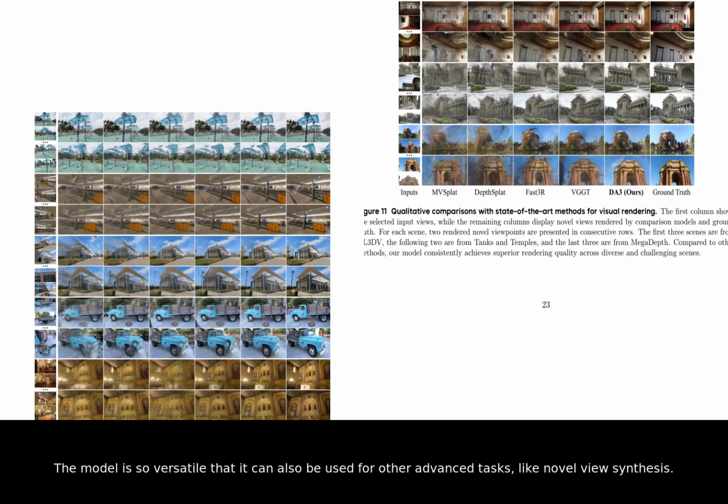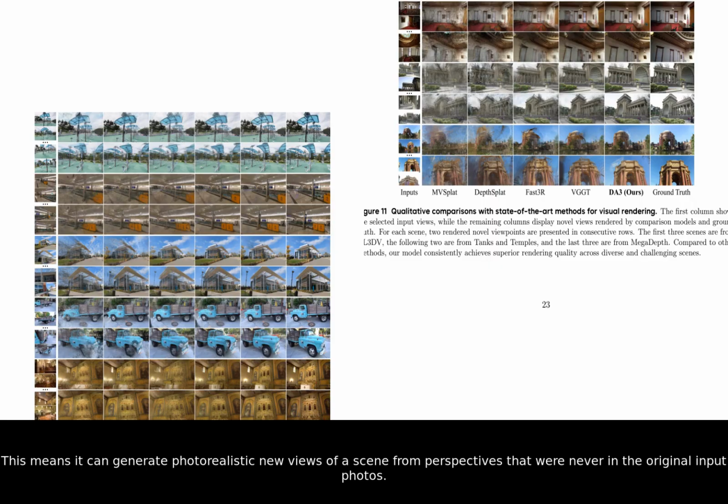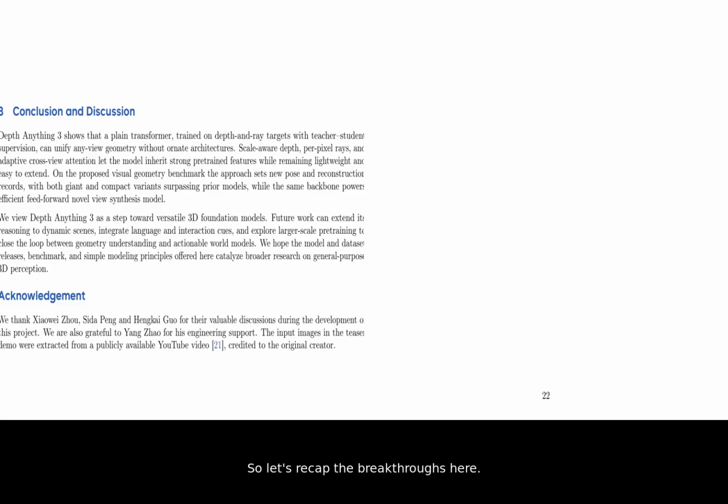The model is so versatile that it can also be used for other advanced tasks, like novel view synthesis. This means it can generate photorealistic new views of a scene from perspectives that were never in the original input photos. So let's recap the breakthroughs here.